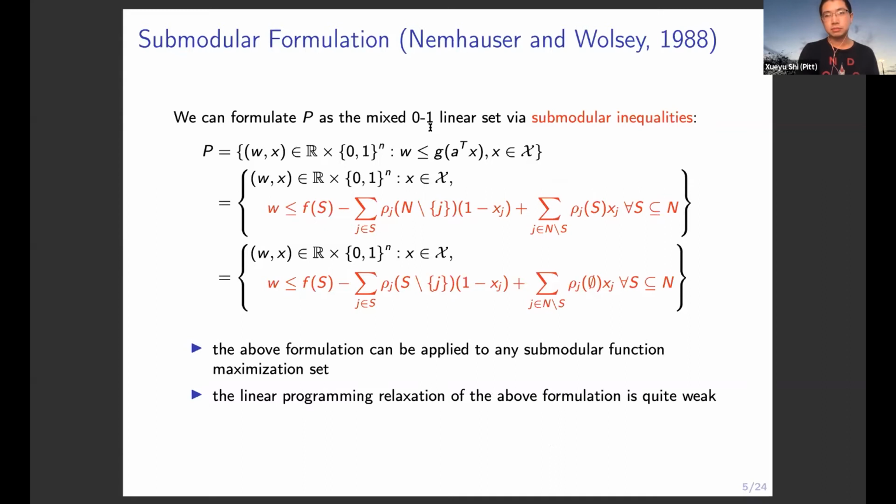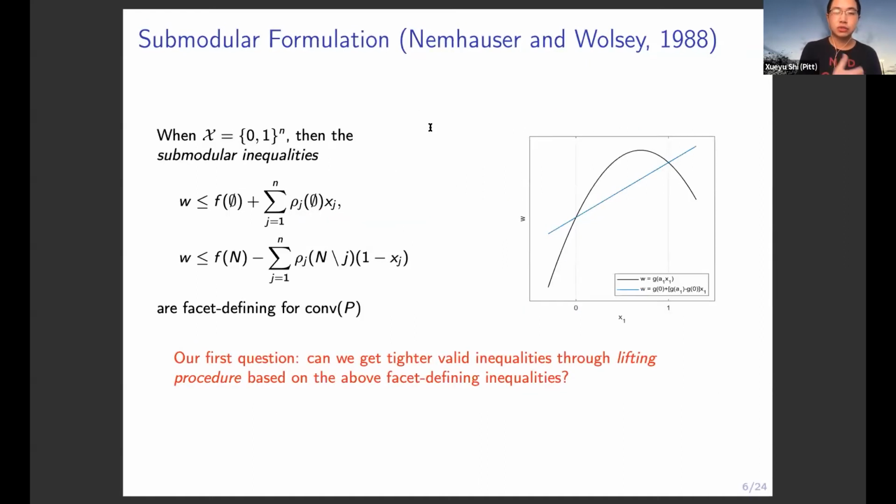To deal with the submodular problem, Nemhauser and Wolsey, in their integer programming book, proposed the submodular inequalities to formulate P as a mixed 0-1 linear set. For any subset S in N, they propose two classes of valid inequalities for P. This formulation can be applied to any submodular function. However, the LP relaxation of this formulation is quite weak, and it can only solve small instances. Furthermore, we can only find two facet-defining inequalities for the convex hull of P, for the empty set and for the entire set N.